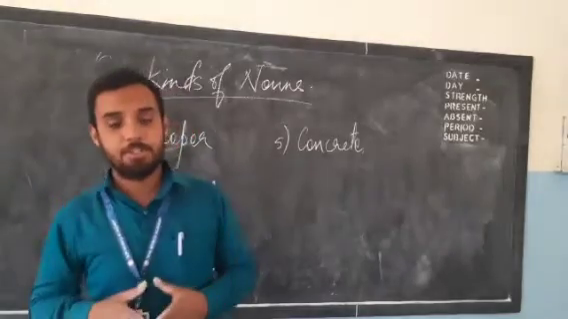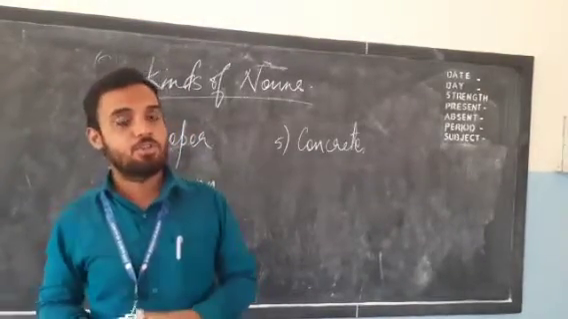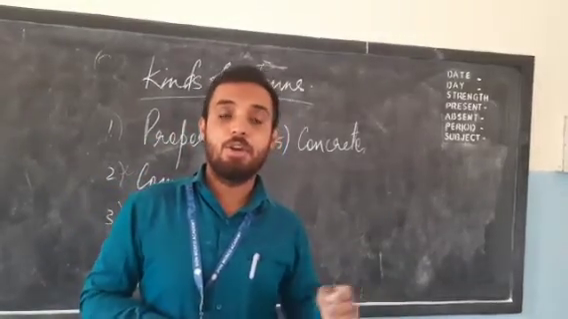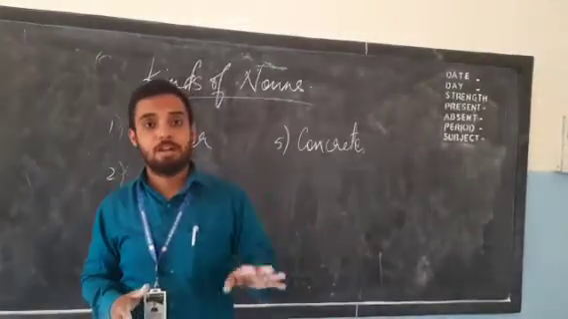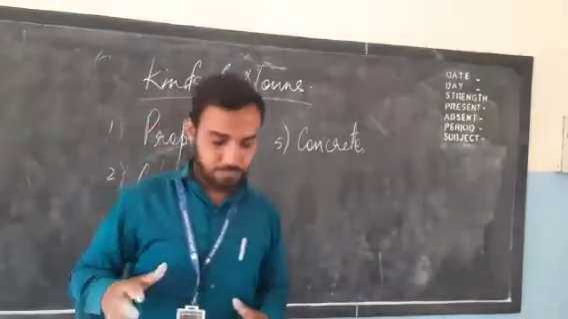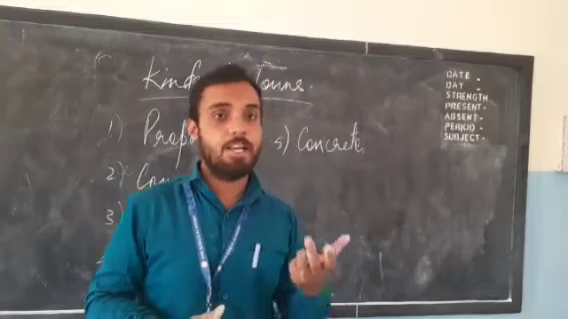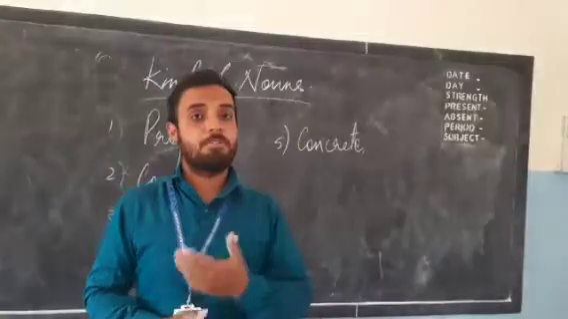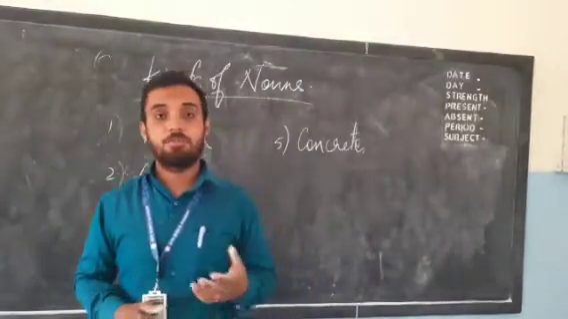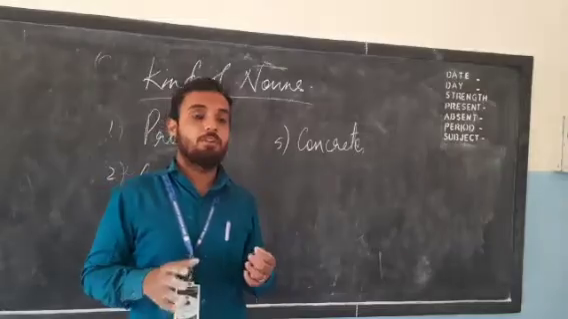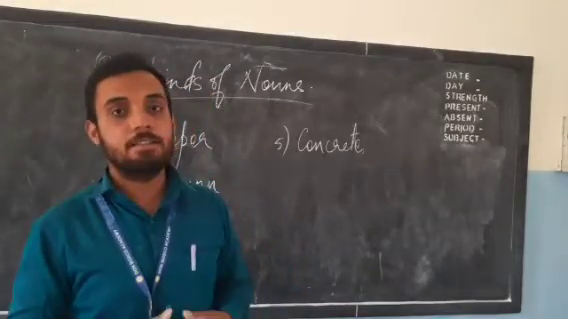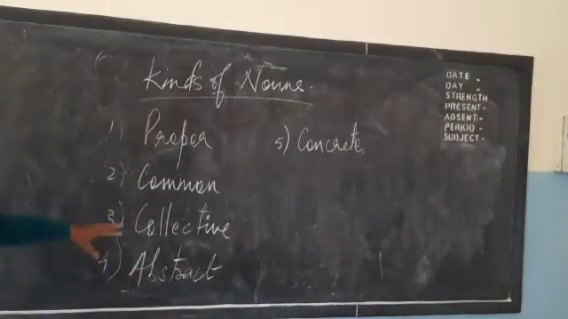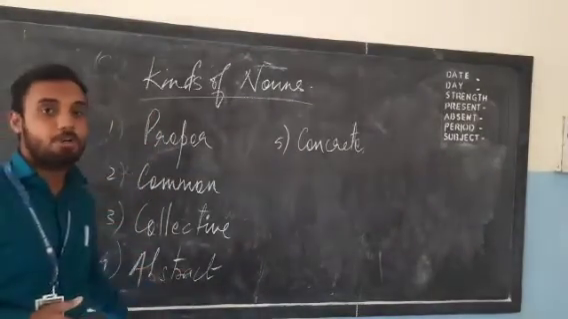Sugar. Sugar can be tasted and we can say that it is sugar. Water. Water can be seen and we can say that it is water. We can also touch water and say that it is water itself. Oil. Oil can be smelt. Oil can be felt. So wherever the five senses are used, we can classify it as a concrete noun. Altogether, in today's video we have discussed these five types of nouns.